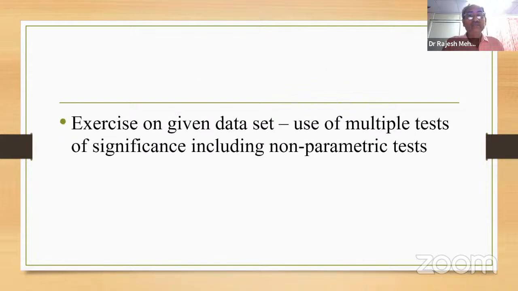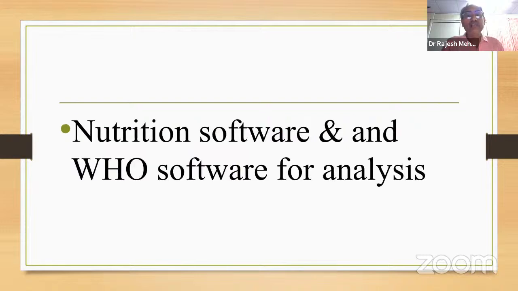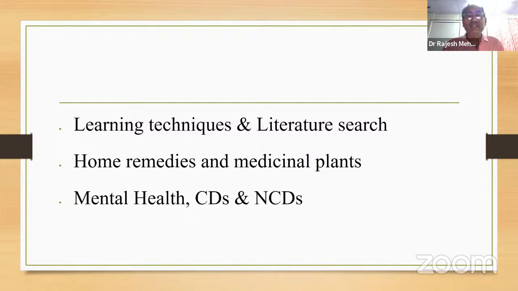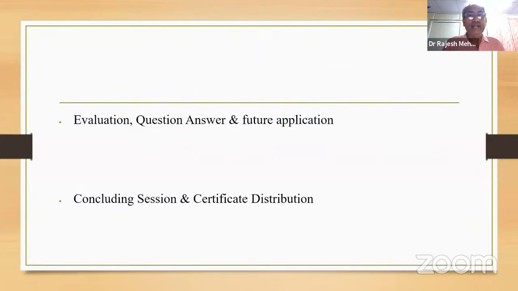So the career guidance for youngsters will definitely be there. And I will be giving you the nutrition software and WHO software for analysis purposes, right? And what we are doing in People's Health and Development Trust and Human Health Circle will also be shared over a period of time. So I end over here, and at the end we are going to give a certificate after 1 or 2 months are over, because somebody takes time in submitting the project, etc. It's not that on 16th November all of you will get certificates. It's not like that, right?